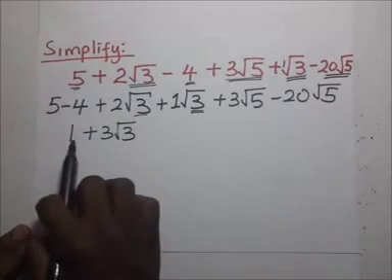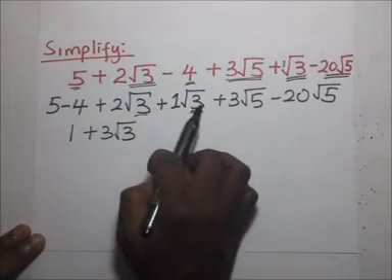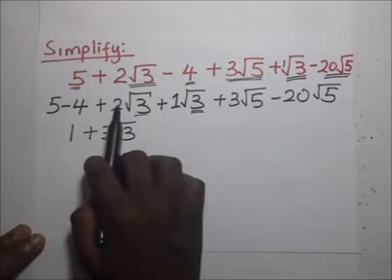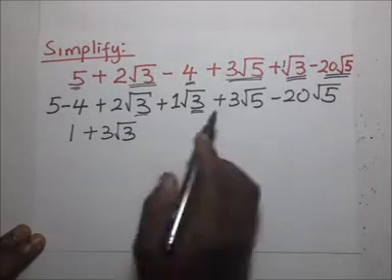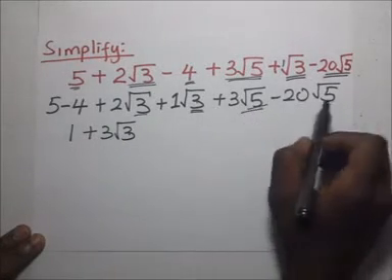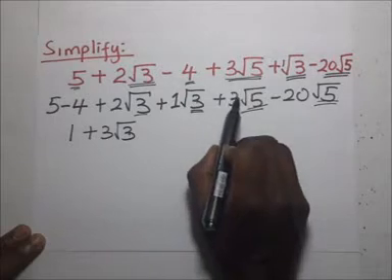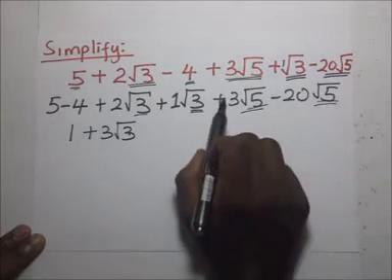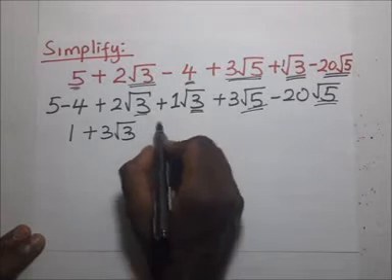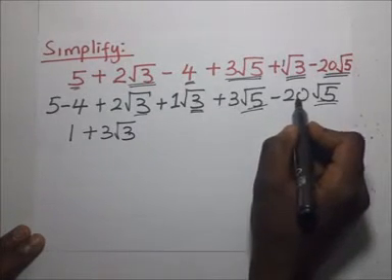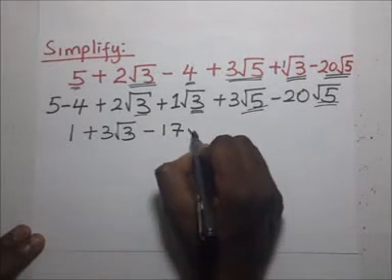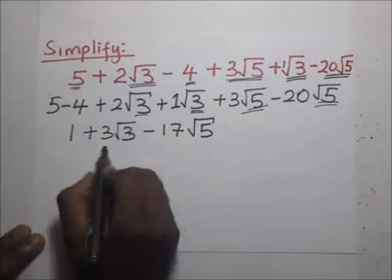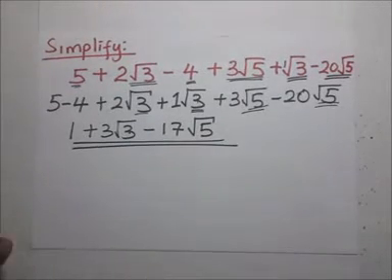5 minus 4 is 1. Then we have 2 root 3 plus 1 root 3 giving us 3 root 3. This is like saying 2x plus 1x giving you 3x. So we have this also, the ones with root 5 and root 5. This is like saying plus 3y minus 20y. Of course, 3 minus 20 is going to give us negative 17, so minus 17 times the square root of 5. And definitely we can't solve this any further than this, and that gives us our answer.